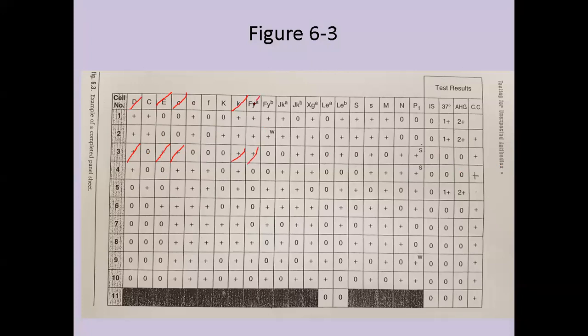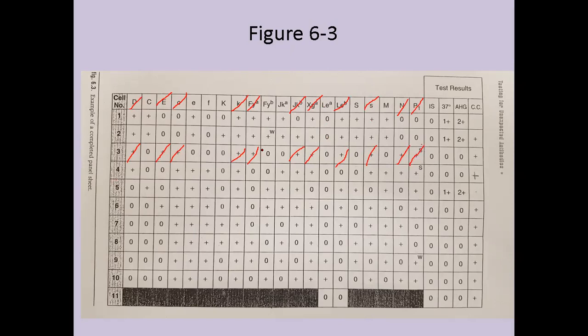Duffy A, JKB. XGA is one that's by itself, it's sex linked. We can get rid of that one. Can get rid of LEB, and little s, big N, and we can get rid of P1. When you see the superscript here with the P1 that has an S, it just means that this reaction was very strong, or the antigen expression is very strong. So we've done all we can with cell 3.